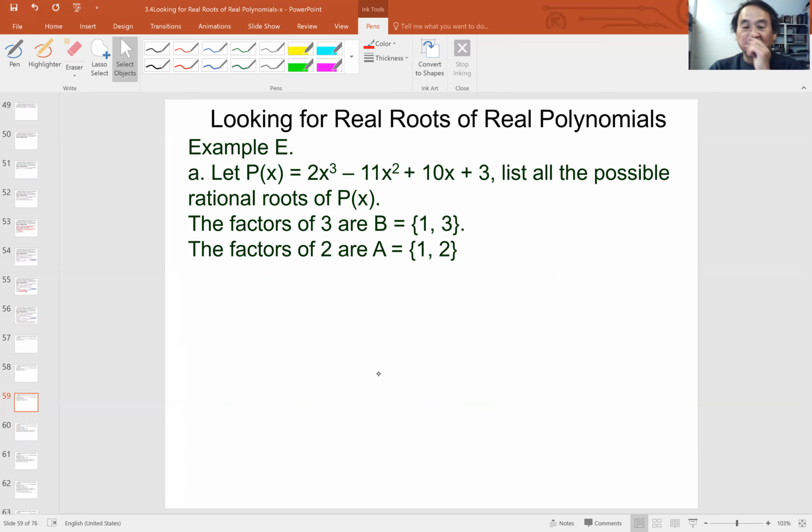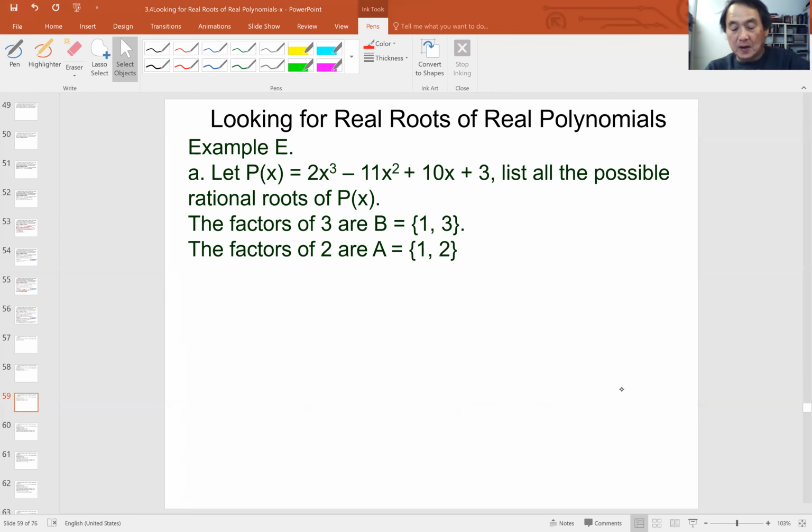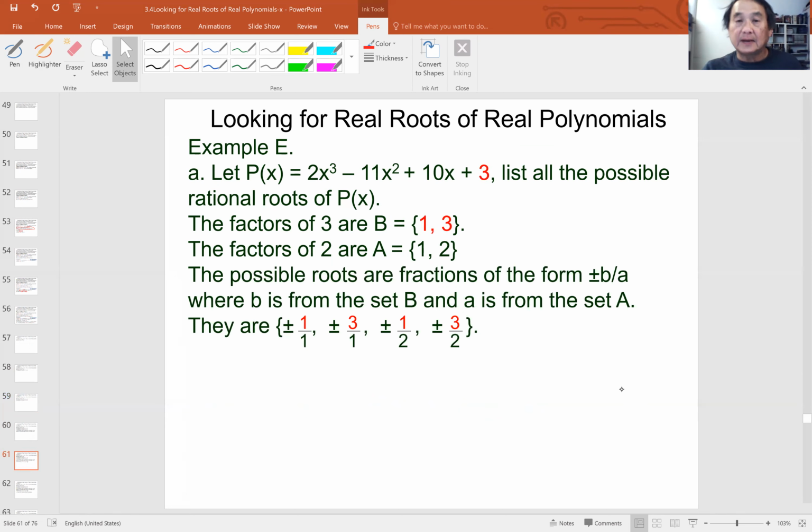For this one, I list the possible factors of 3. And then I list all the possible factors of the first coefficient, 2, which are 1 and 2. Then I make all the fractions of B over A. So it is 1 over 1, 1 over 2, 3 over 1, 3 over 2. There are 4 of them. Then they could be plus or minus. And this is a complete list of candidates for fractional roots for a polynomial with integer coefficients.